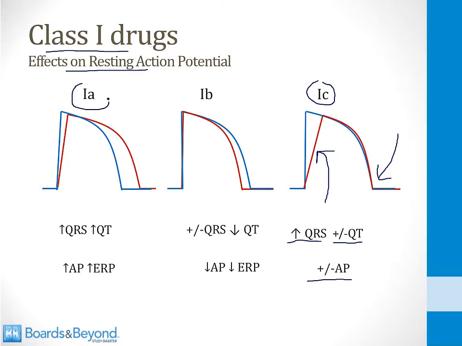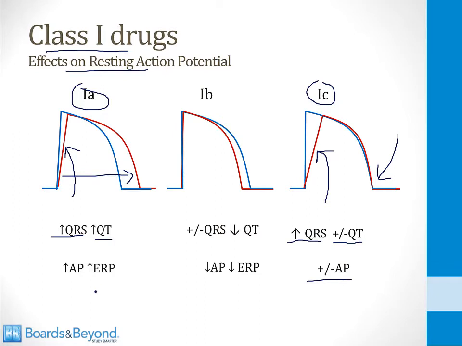Next, let's talk about the 1A drugs. These drugs also block sodium channels and increase the time it takes for phase 0 to occur. This results in a lengthening of the QRS complex on the surface EKG. These drugs also have some potassium channel blocking effects, therefore they stretch out the action potential, and that will increase the QT length on the surface EKG.